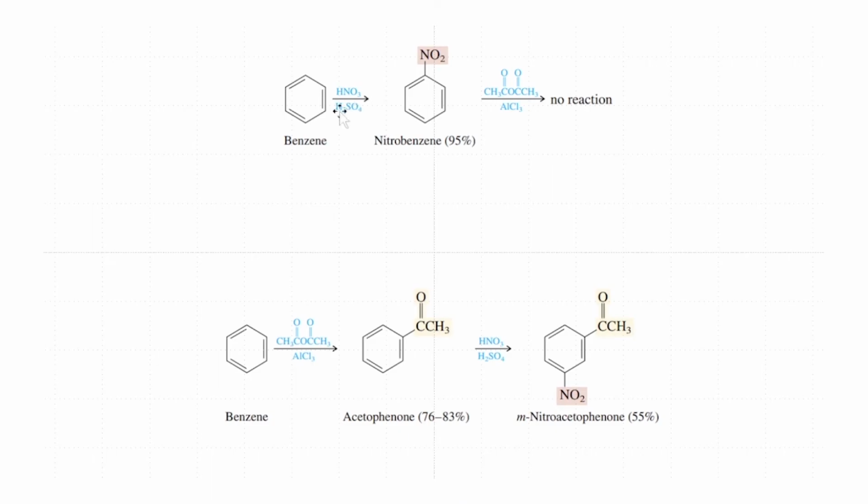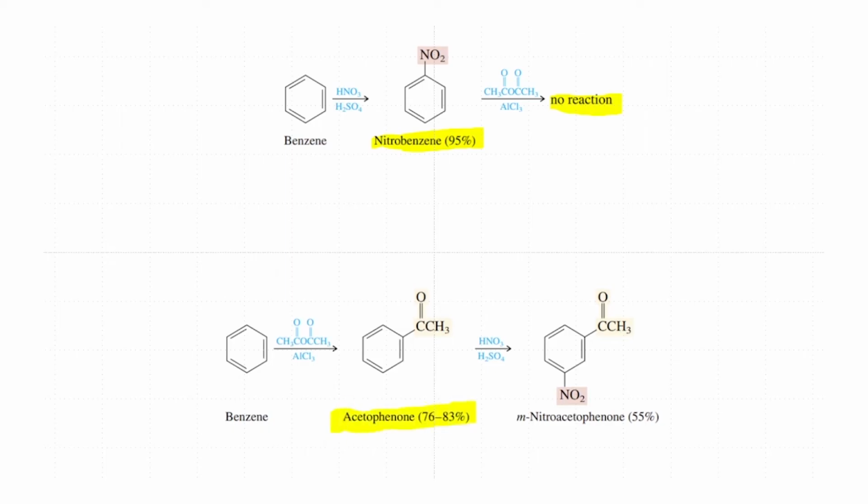The first route that we could suggest is the nitration of benzene, which will give us nitrobenzene, and this reaction works really well. The next step is a Friedel-Crafts acylation reaction, which can be tried with acetic anhydride and aluminum chloride. However, we expect that there will be no reaction because the nitro group is highly deactivating.